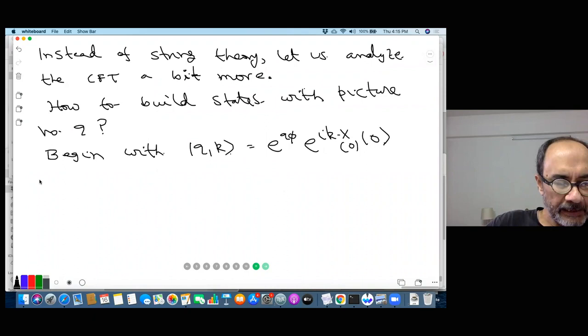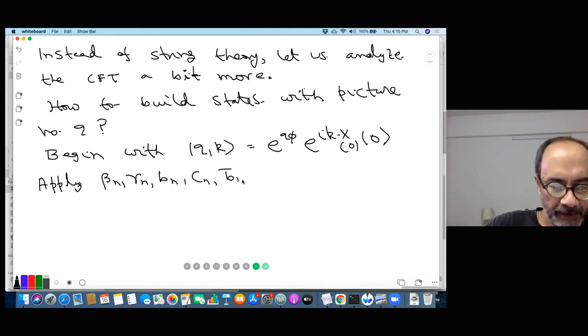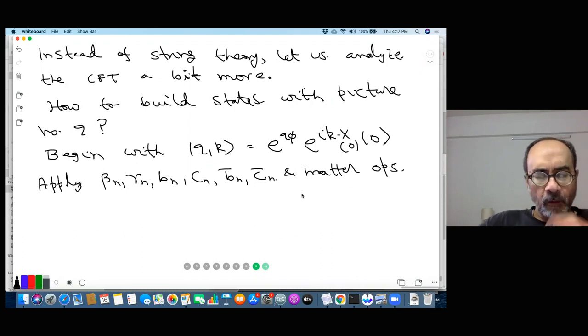Okay. And then we apply the various modes of various fields, namely beta n, gamma n. We are doing heterotic, so there is a beta bar, gamma bar, etc. B n, C n, B bar n, C bar n, and matter operators. And it's guaranteed that these will all give a picture number Q state, because these are picture number singlets. They carry zero picture number. So that's the way you build a full set of basis states of picture number Q.